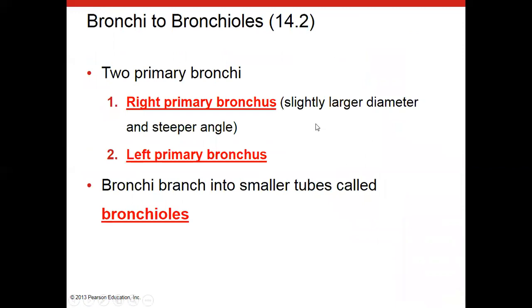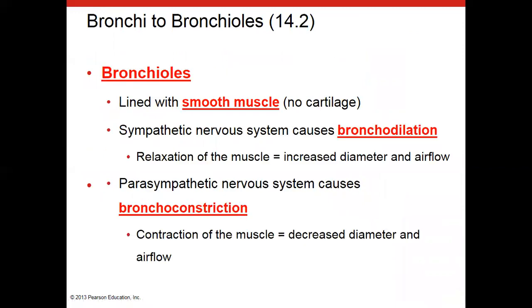The bronchi, the left and right primary bronchus, branch into even smaller tubes called bronchioles. All of these tubes or airways are conducting airways that transport air into and out of the lungs to the respiratory surfaces where gas exchange occurs. Bronchioles are lined with smooth muscle but have no cartilage, and the sympathetic nervous system is used to bronchodilate that smooth muscle so you can increase the diameter of those airways and increase how much air is breathed in.